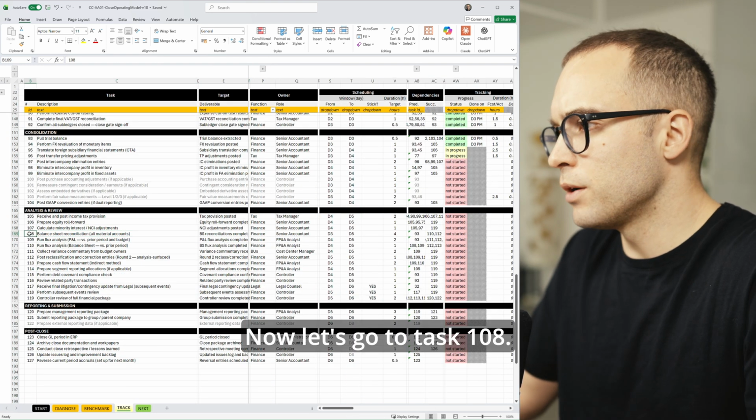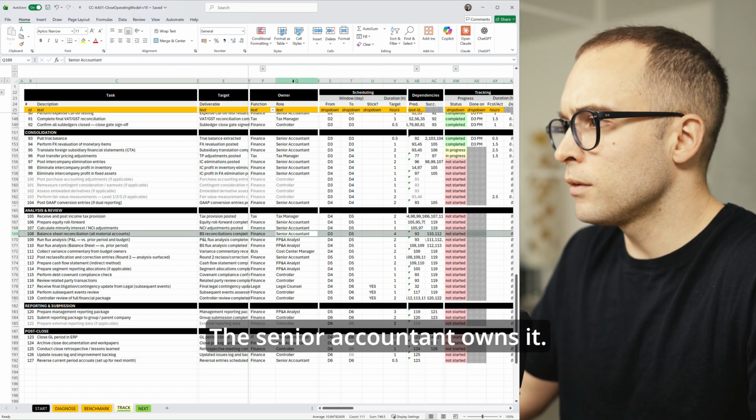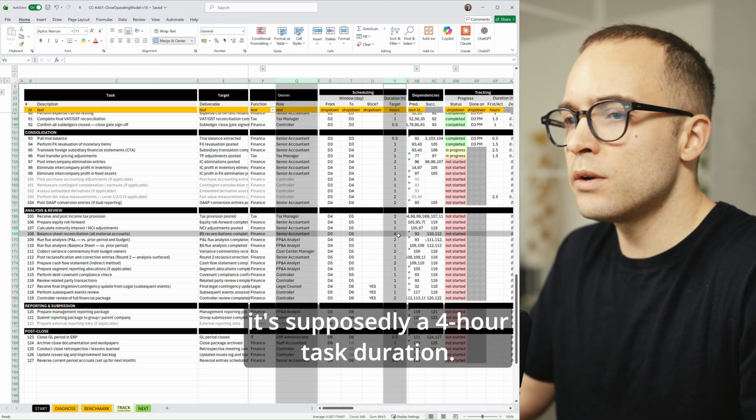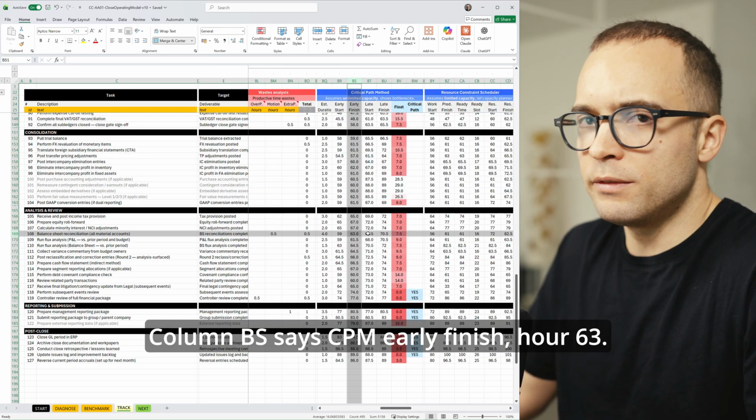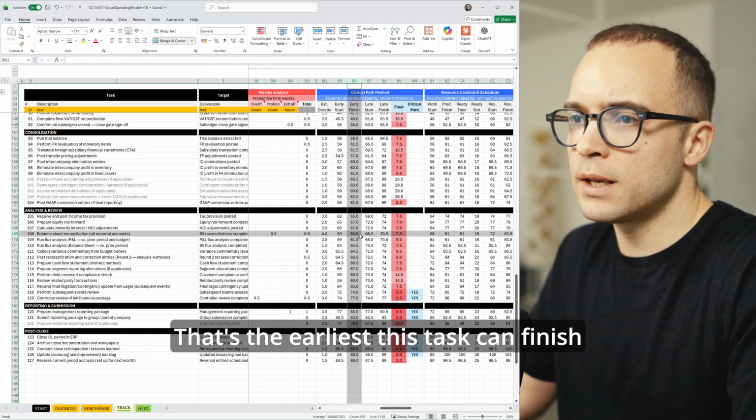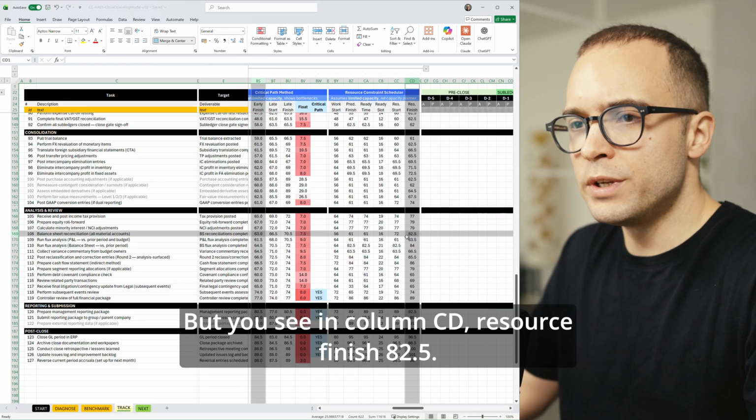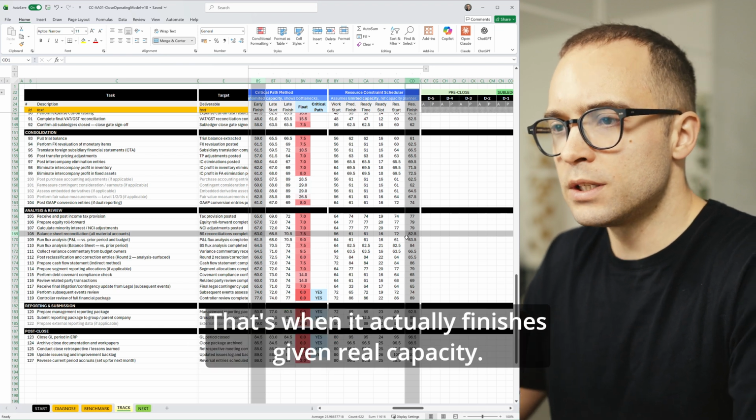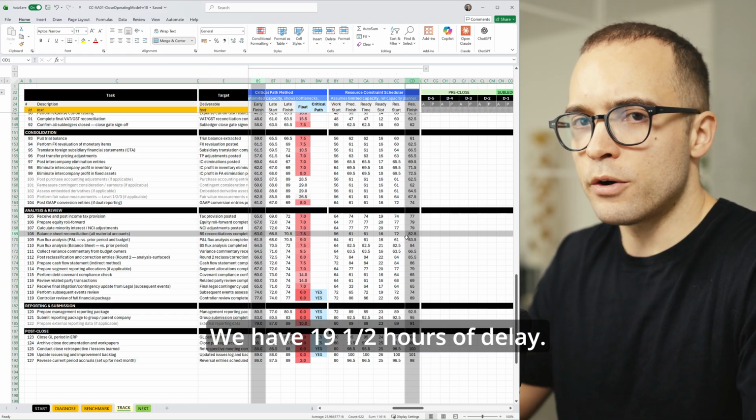Now let's go to task 108. Balance sheet reconciliation. The senior accountant owns it. And if you look at column V, you see it's supposedly a 4-hour task duration. Column BS says CPM early finish hour 63. That's the earliest this task can finish if everyone is available on demand. But you see in column CD, resource finish 82.5. That's when it actually finishes given real capacity. We have 19.5 hours of delay.